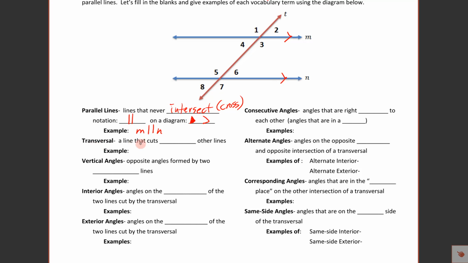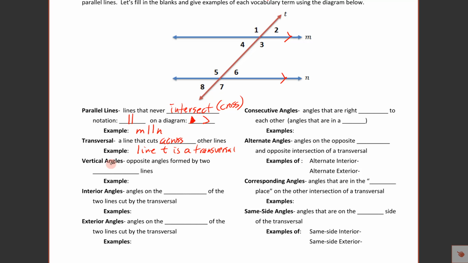A transversal. A transversal is a line that cuts across, there's the word trans, across other lines. Now, the one that cuts across here is line T. So we're going to say line T is a transversal.